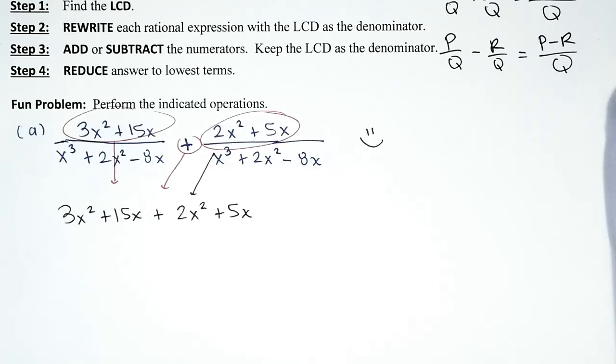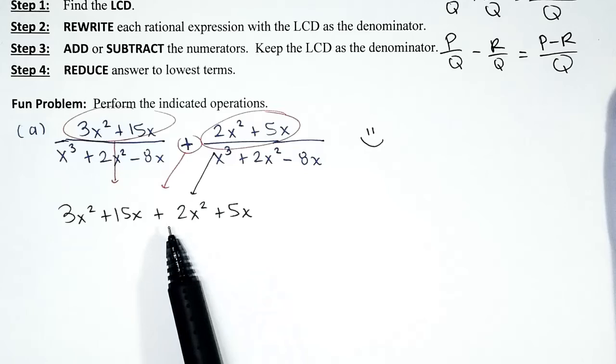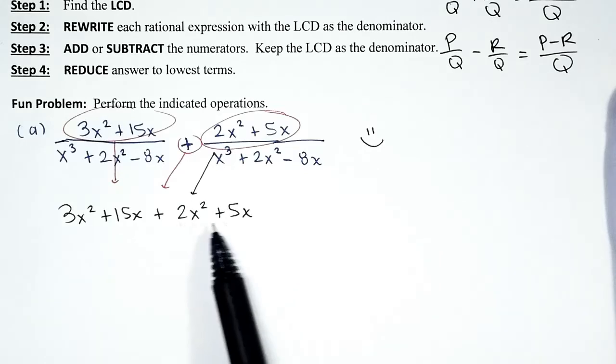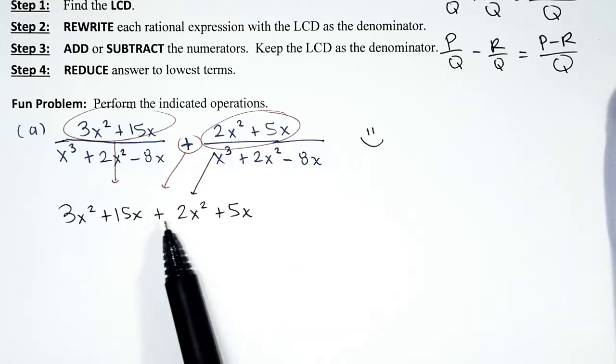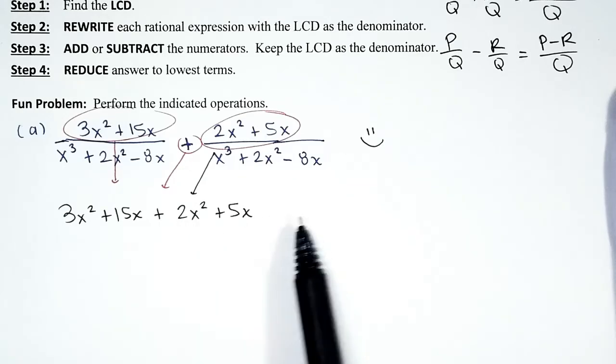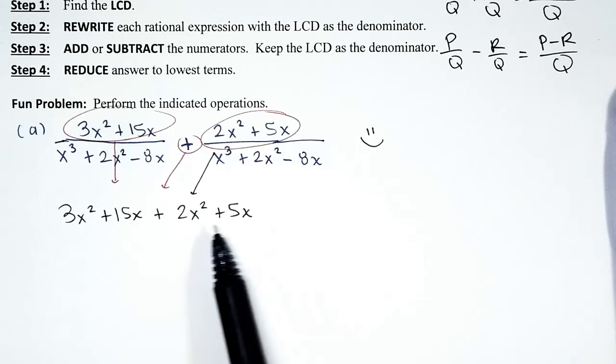All right. So someone asked me, do we have to put parentheses around the second numerator? And the answer is no. Okay, why not? Well, that's because the addition sign doesn't affect the value of the terms that follow it. So parentheses are not needed.